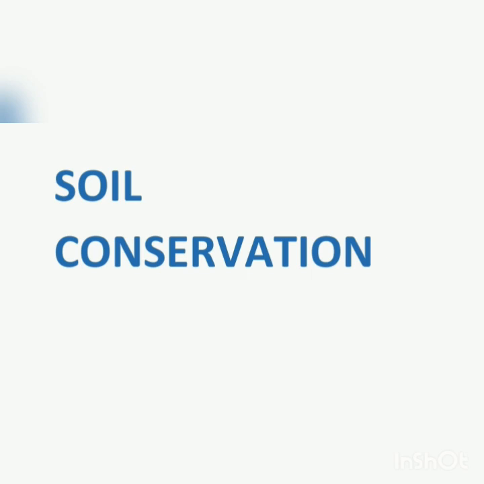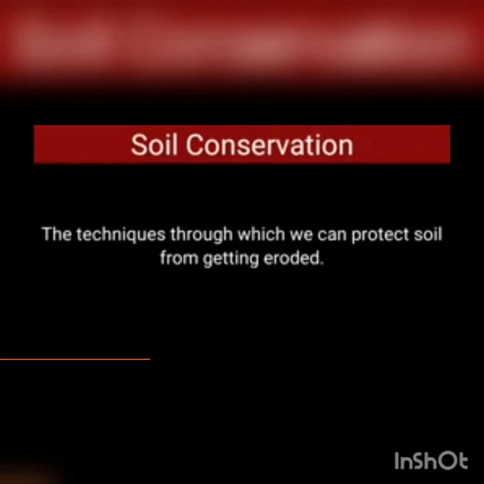Now let's go to another topic of the chapter, that is soil conservation. It's very important. Now, what is soil conservation? Soil conservation means the technique through which we can protect soil from getting eroded. That is, it means prevention of soil loss from erosion or prevention of reduced fertility of the soil caused by overusage, acidification, and other types of soil contamination.